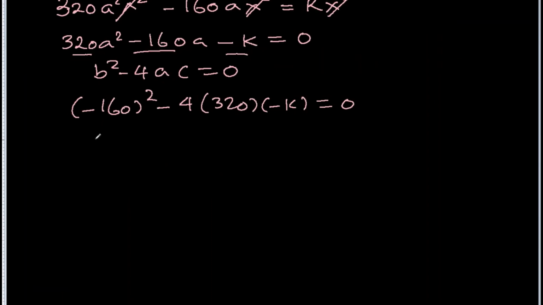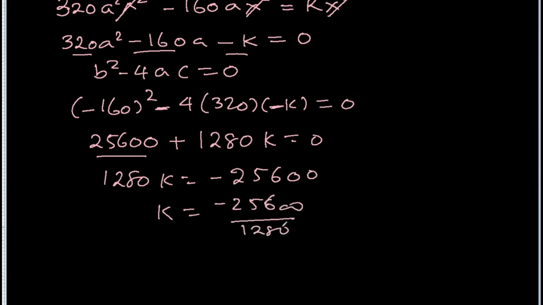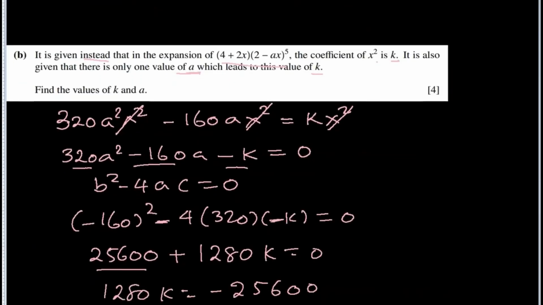So it becomes 25600 positive, and again positive because of this negative and this negative. It will be 1280 k equal to 0. And let's move this to the right side. 1280 k equal to minus 25,600. K equal to minus 25,600 divided by 1280, cancel, to be minus 20. K is minus 20. So they're asking not only k, find the value of a as well.